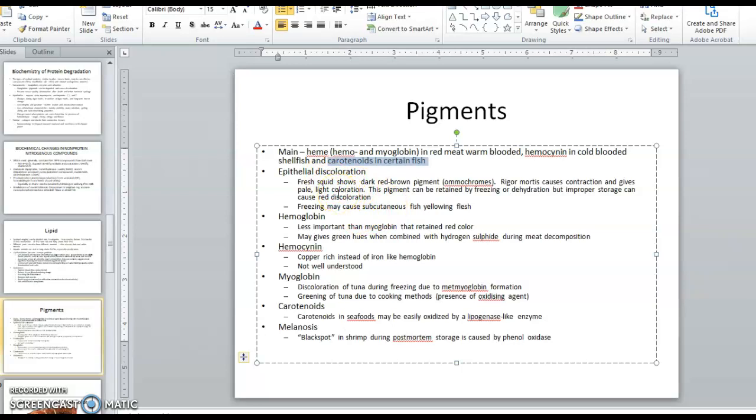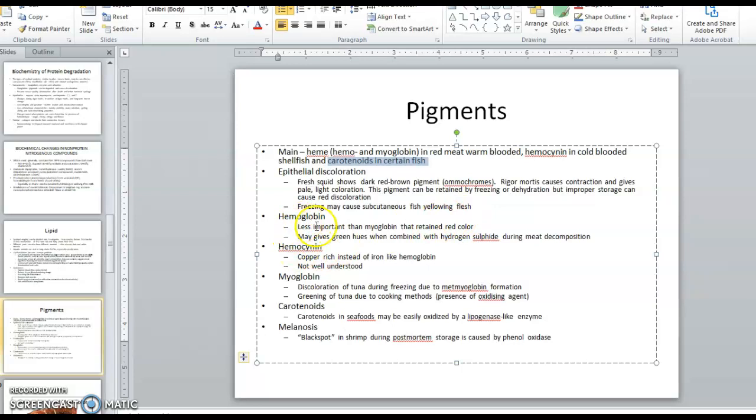Fresh squid usually show this dark brown pigment, but if they die, they can turn to pale or light coloration. This pigment can be retained by freezing or dehydration, but if we do any improper storage, it can cause red discoloration. However, certain freezing may cause subcutaneous fish yellowing flesh. The fish color can turn into yellow. So probably there is a strategy to reduce this yellowing of the fish.